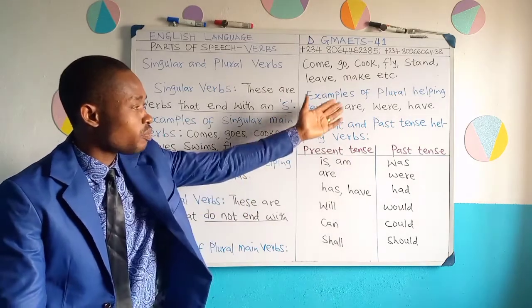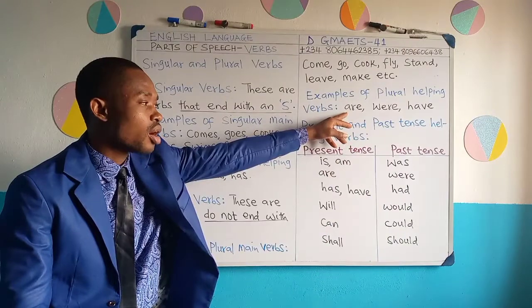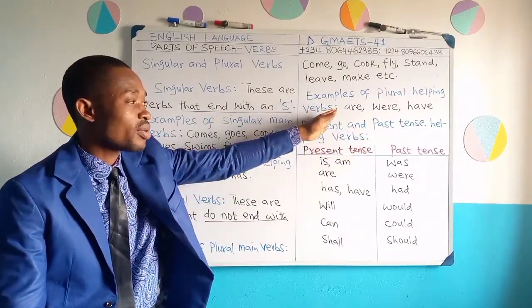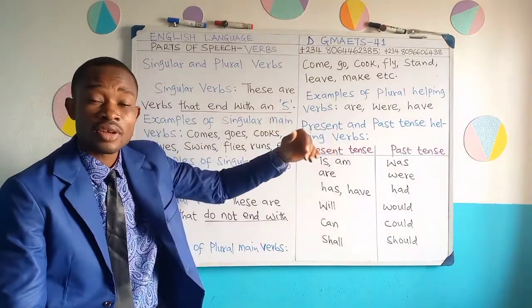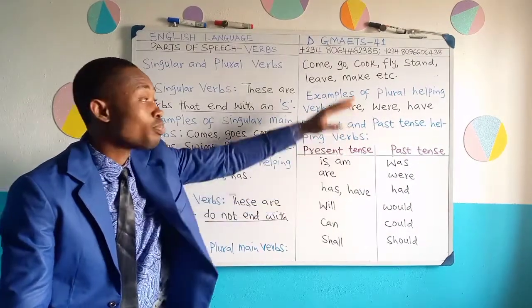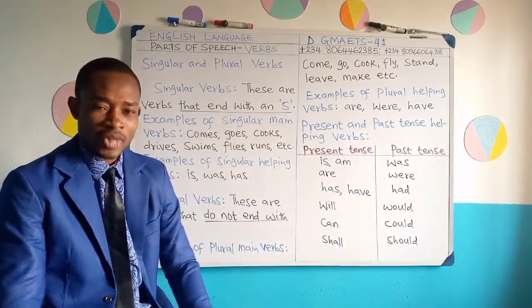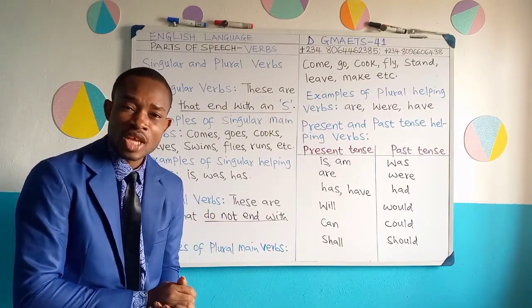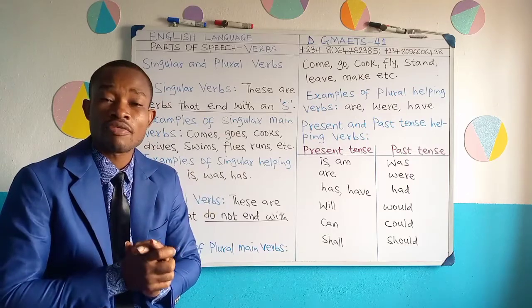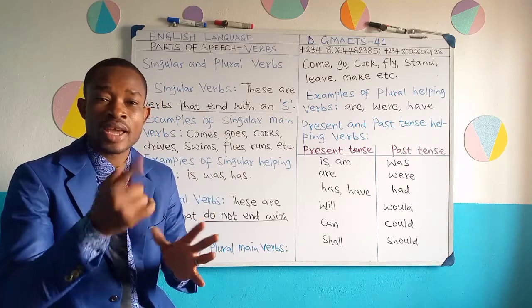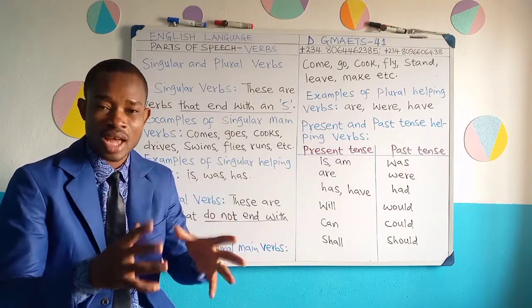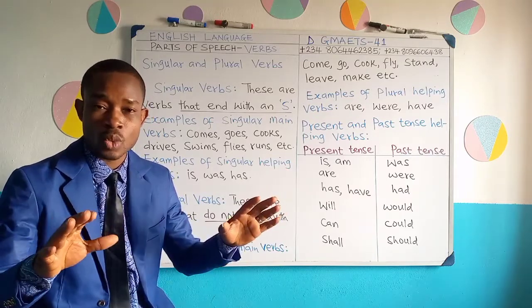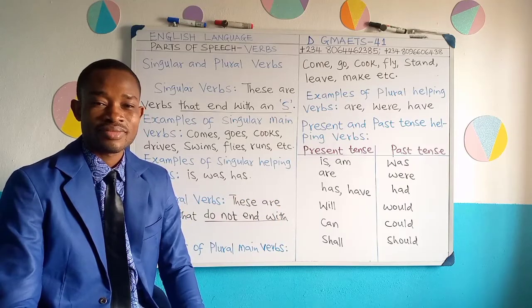So examples of plural helping verbs are were, have. These are primary auxiliary verbs that are plural. I hope you understand what I just explained. So as a summary, singular verbs, they take S at the end. Your spelling ends with what? An S. Plural verbs, their spelling do not end with S.